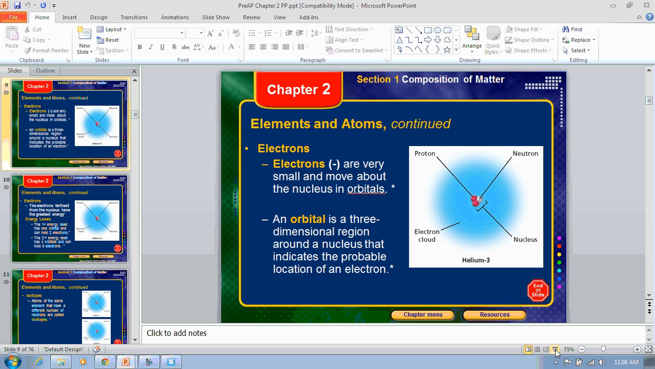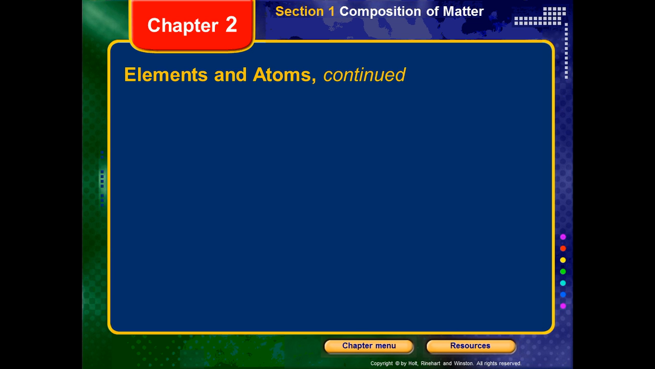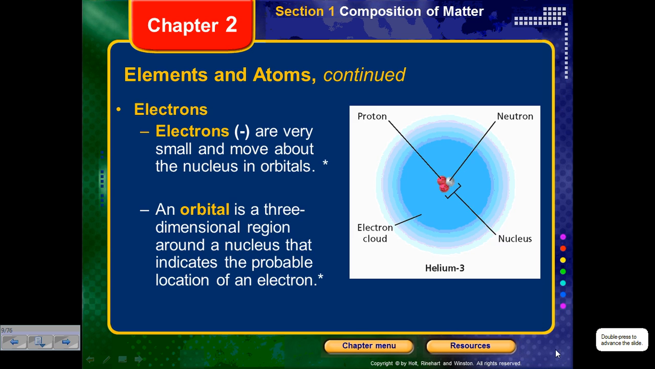Okay, so on your notes, you should be at the bottom of the first page. And electrons, I think, were the last thing we filled in. Okay? So electrons, remember, we had that in the chart up there.